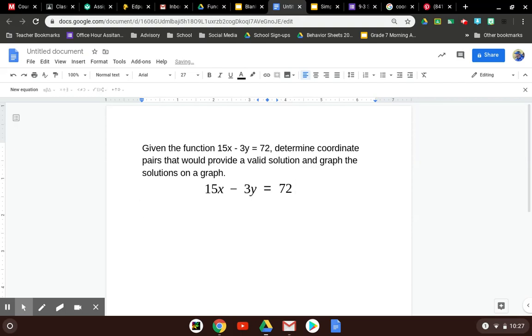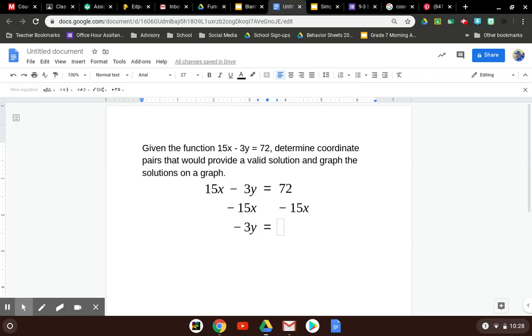So the first step here in this problem would be to get the negative 3y by itself. So we need to get rid of a 15x. Now, how do you get rid of 15x? Well, it's pretty simple. You're going to subtract 15x on one side, and then you're going to subtract 15x on the other side. Now, why do we subtract it on both sides? Well, we have to keep the equation balanced, right? So now, what are we going to be left with? Well, on the left-hand side, we're left with a negative 3y, and that is equal to, on the right-hand side, we now have 72 minus 15x.